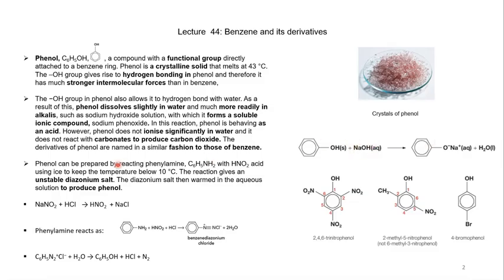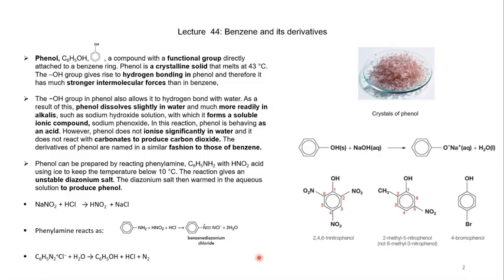Okay. Phenol can also be prepared from phenylamine. That's phenylamine. How do we do it? We use nitrous acid and keep it at a low temperature, using ice to keep the temperature below 10 degrees Celsius. That gives us an unstable diazonium salt. This is the diazonium salt. And then we react this diazonium salt with water and we get phenol and hydrochloric acid.